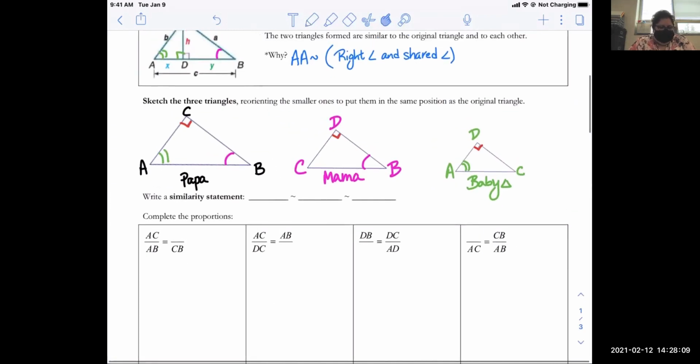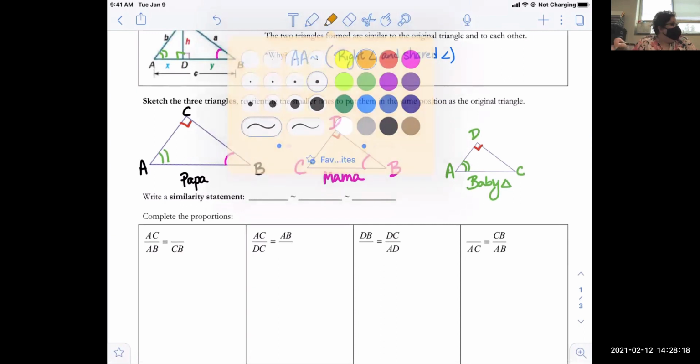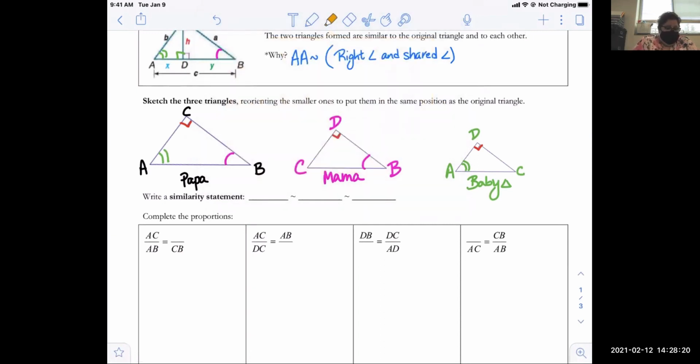Okay, let's write a similarity statement. When I write a similarity statement, I'm going to do it a specific way. You don't have to do it this way, but however you write the first one is how you have to write the second and third. I'm going to start at the right angle, go along the short leg, and then along the hypotenuse.